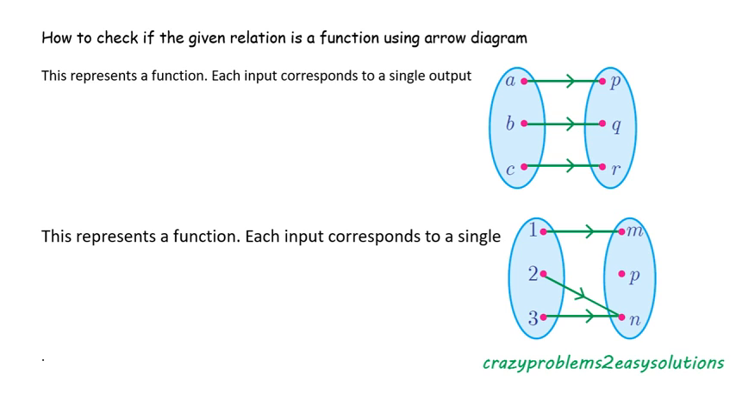Then the second diagram also represents a function, as each input corresponds to a single output. That means 1, 2, 3 is one set and m, p, n is another set. We map 1 to m, and 2 to n, and 3 to n also. So we can say that 2 and 3 can be mapped to the same element, but we cannot map one element of the domain to two elements. So this is a function.